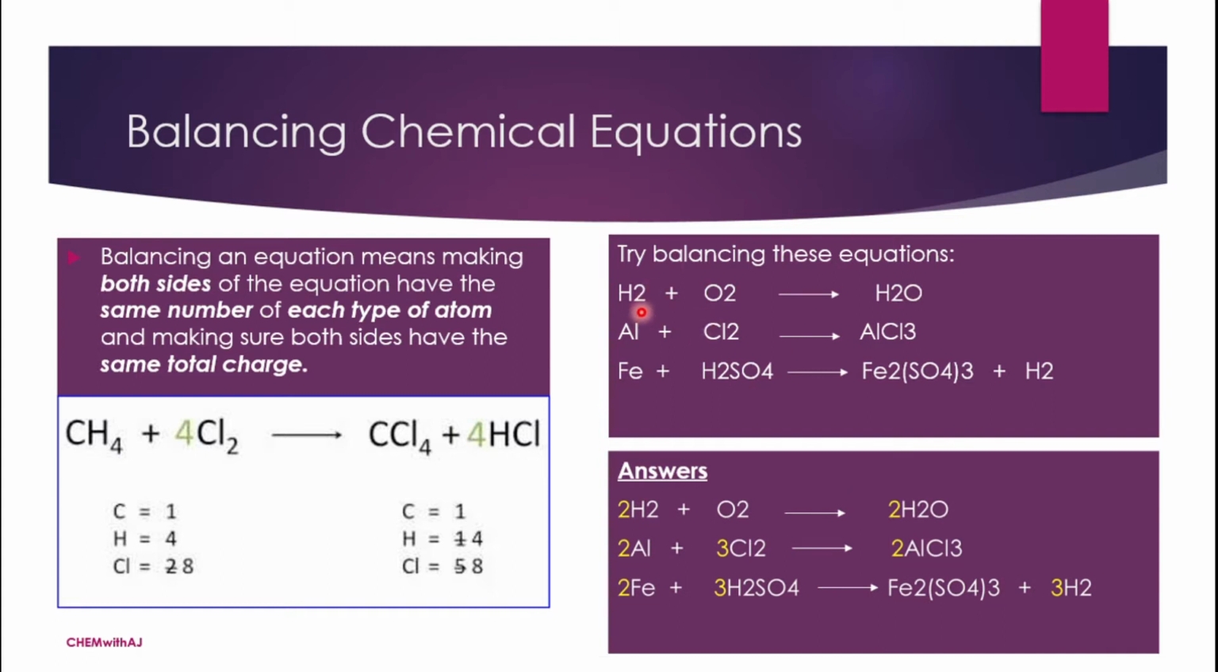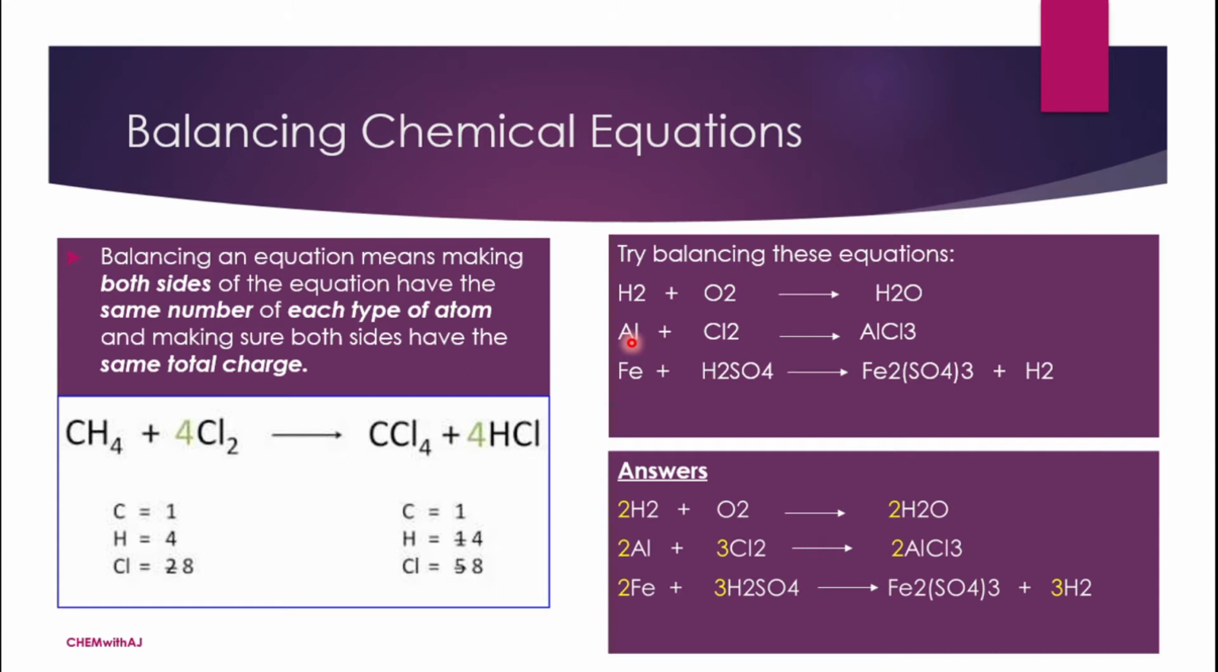So for the first one, we have H2 plus O2 gives us H2O. All the hydrogens are balanced. See, we have 2 hydrogens here, so they are balanced. But the oxygens, we have 2 oxygens here, but only 1 oxygen here. So we write a 2 over here. We write this 2 over there. But by writing that 2, we unbalanced our hydrogens again. So we have 4 hydrogens here, but only 2 hydrogens here. So we write a 2 here. That gives us 4 hydrogens in total. So it's balanced.